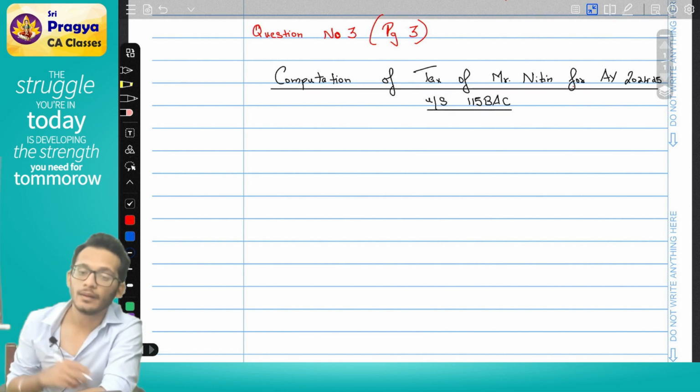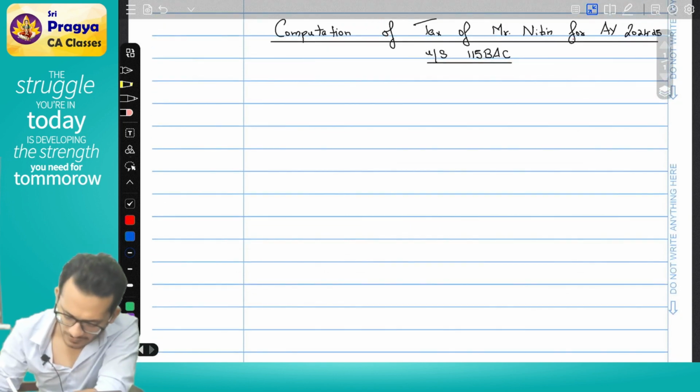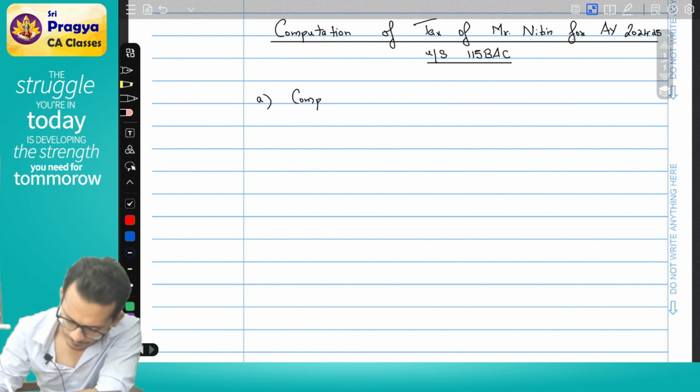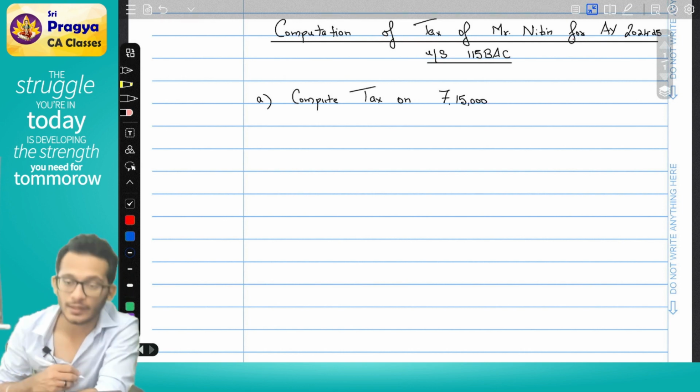Can we go forward? Yes. What will you do first? Step number 1: compute tax on 7,15,000.